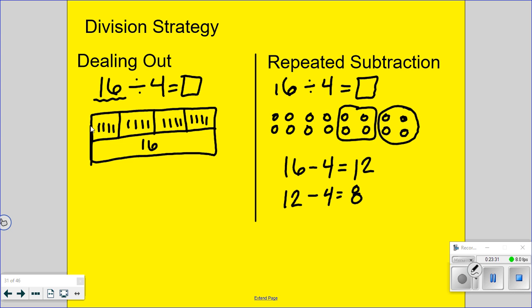How many groups have I made so far? 2. I've made 2 groups. Did I share all my things yet? No. Nope. Let's make another group of 4. Did I have 12 things when I made that group of 4? No, I only had 8 things. And then I made another group of 4. If I took that group of 4 and I moved it out of the way, how many am I left with?